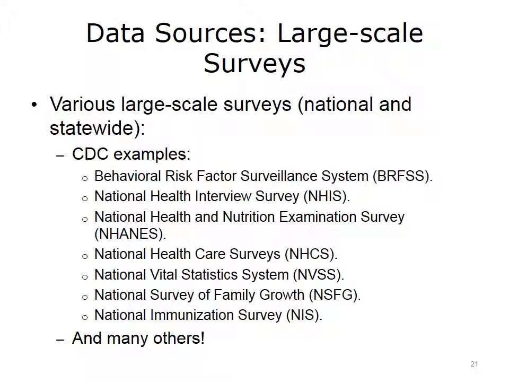There are also large-scale national and statewide surveys that can be used for population health analytics. Here is a sample list of surveys administered by the CDC. Behavioral Risk Factor Surveillance System, BRFSS. National Health Interview Survey, NHIS. National Health and Nutrition Examination Survey, NHANES. National Healthcare Surveys, NHCS. National Vital Statistics System, NVSS. National Survey of Family Growth, NSFG. National Immunization Survey, NIS.